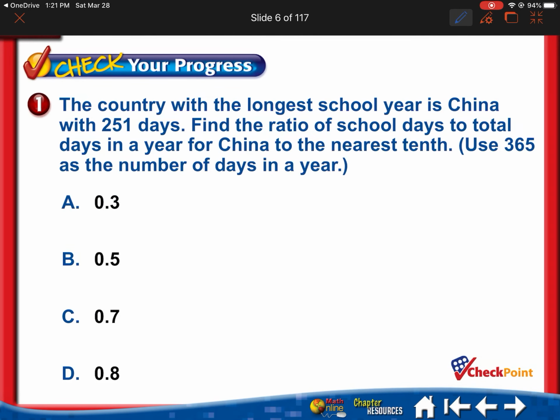All right, so for the your turn, it says the longest school year is China, who has 251 days. They want the ratio of school days to total days in a year, okay? So China has 251 school days. It tells us to use 365 as how many days are in the year. So if we take 251 divided by 365, it did ask for the nearest tenth, so that would be 0.69, which is approximately 0.7. So if we look at that, that answer is C.